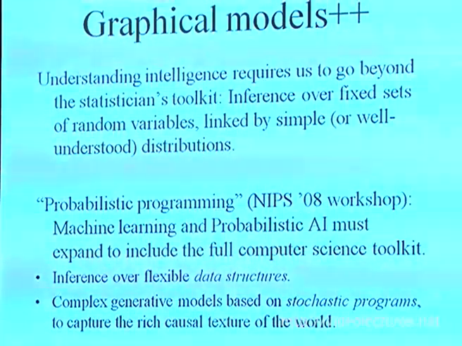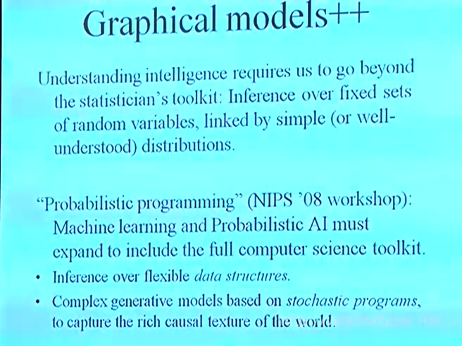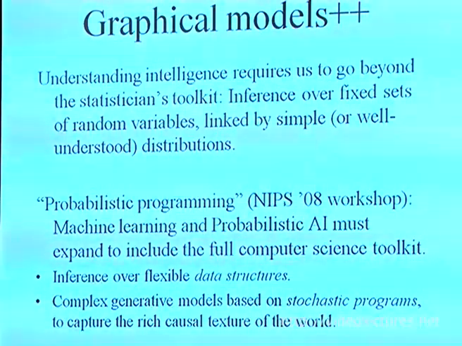And when you start to think about problems of real cognition, like theory of mind or intuitive physics, it goes way beyond that toolkit and brings us to what looks like the need to have more of a computer scientist's toolkit in there with the statistics toolkit. There are different names for this approach. I like the name probabilistic programming, which was the subject of a NIPS workshop back in 2008, where the idea is to do inference over flexible data structures, not just traditional notions of random variables or fixed finite structures like graphs. And to go beyond the simple kinds of distributions that we inherit from statistics and stochastic processes to what you might call stochastic programs as the basis for our generative models, distributions that in some sense we don't really get analytic insight into until we run them and see how they work.